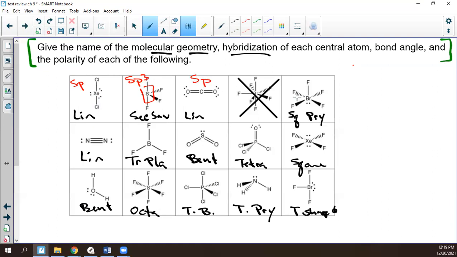What do we have here? No. You can't go more than 3, and S can't go more than 1. Okay. All right. How about here? SP. What do we have here? What do we think here? It's SP2.